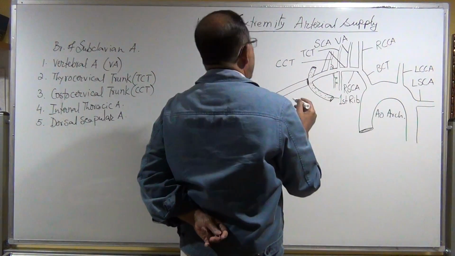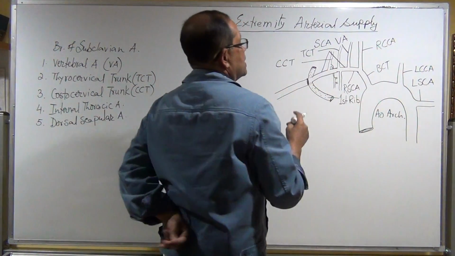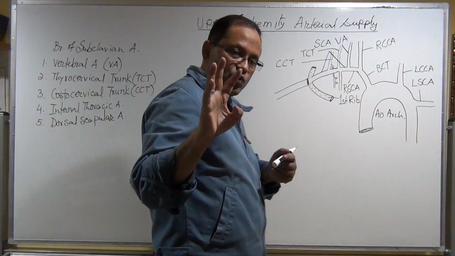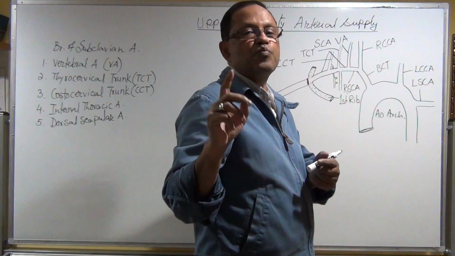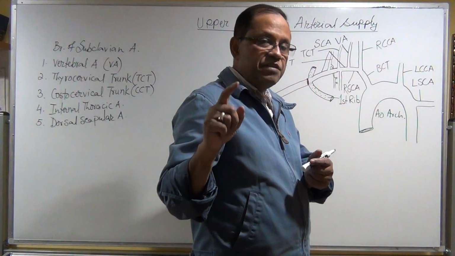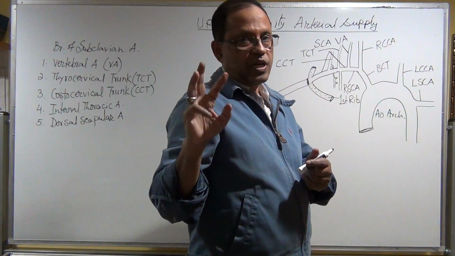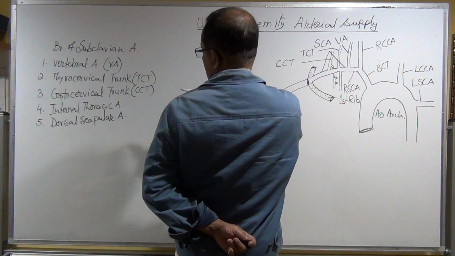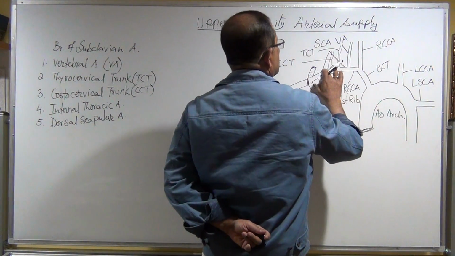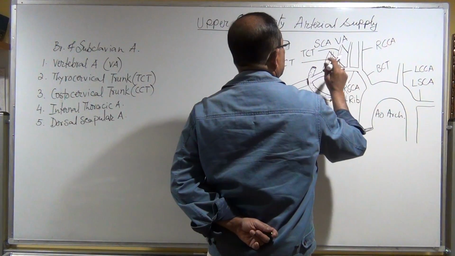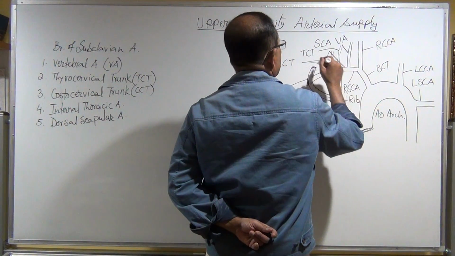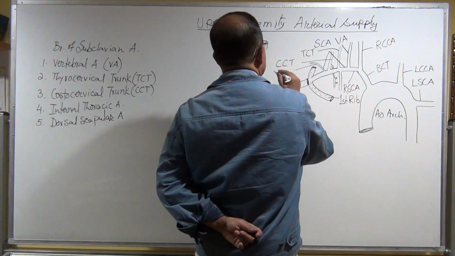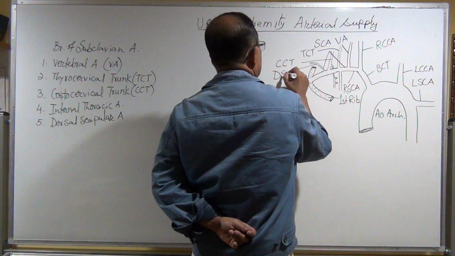Then another artery is the dorsal scapular. It supplies blood to the dorsum of the scapula. There are two strong muscles over there, supraspinatus and infraspinatus. Those two muscles are supplied by the dorsal scapular artery. So the dorsal scapular artery, we're going to draw it here. Okay, so this is the dorsal scapular artery.